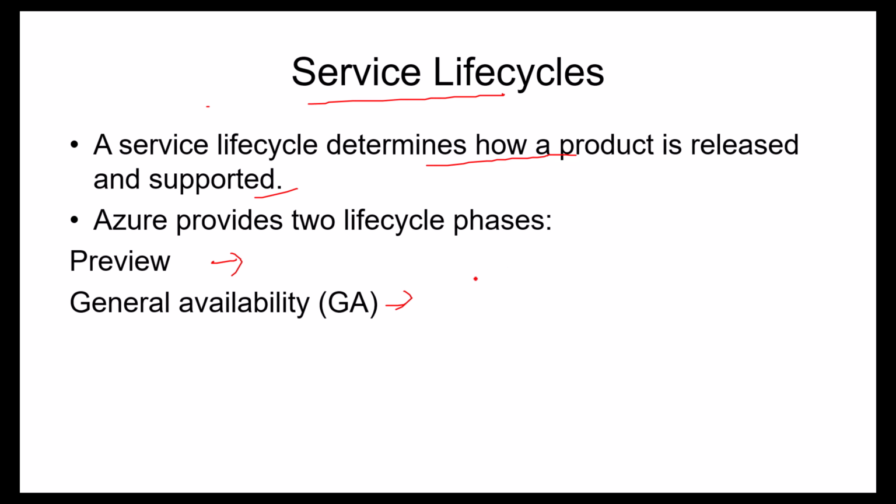So if I just give you the high-level summary, whenever Microsoft makes any service, let's say the name of the service is X, then before releasing the service to every customer, that is the general availability, it provides the service to other groups. The first is the private group, and the second is the public group. Both of them come under the preview. The first is called the private preview and the second is called the public preview.